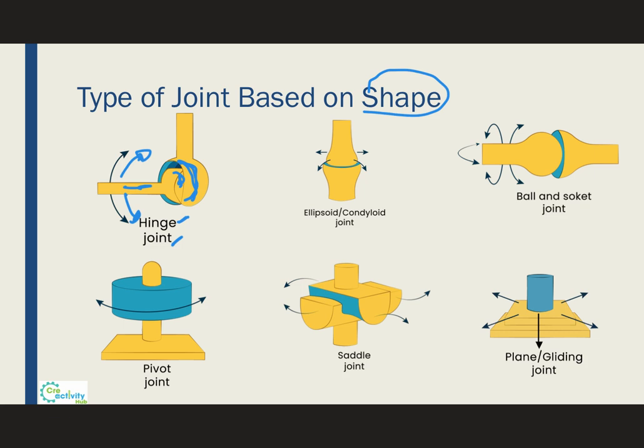Next, we have the pivot joint, which is also a type of synovial joint where one bone has a rounded or cylindrical surface that fits into a ring or sleeve formed by another bone, and it's reinforced by ligaments. This unique structure allows rotational movement around a single axis, enabling one bone to rotate around the other, much like a wheel turning on its axle.